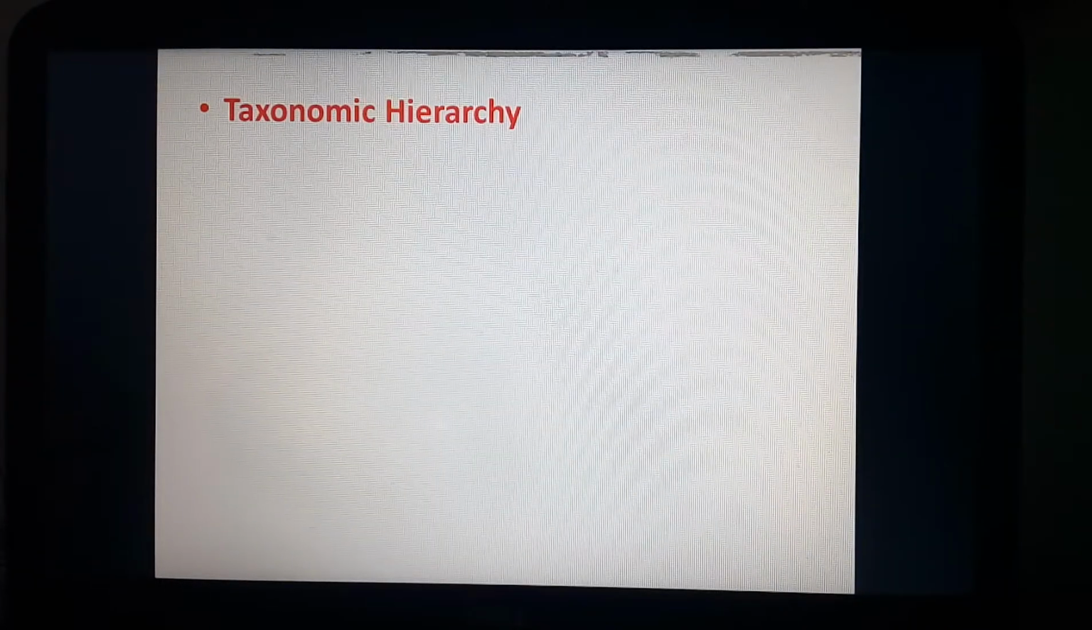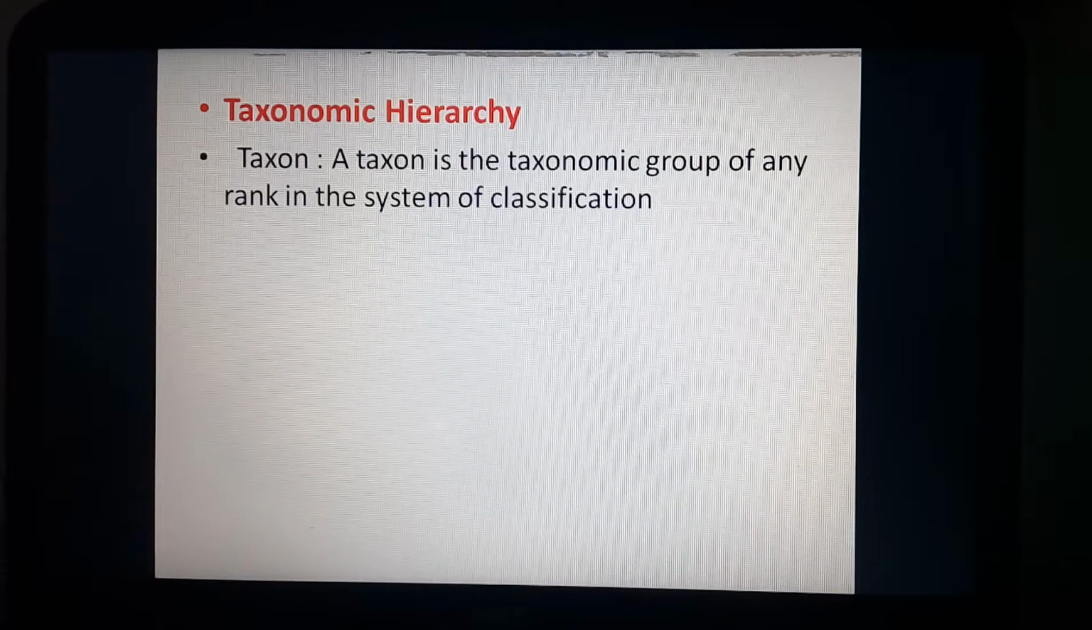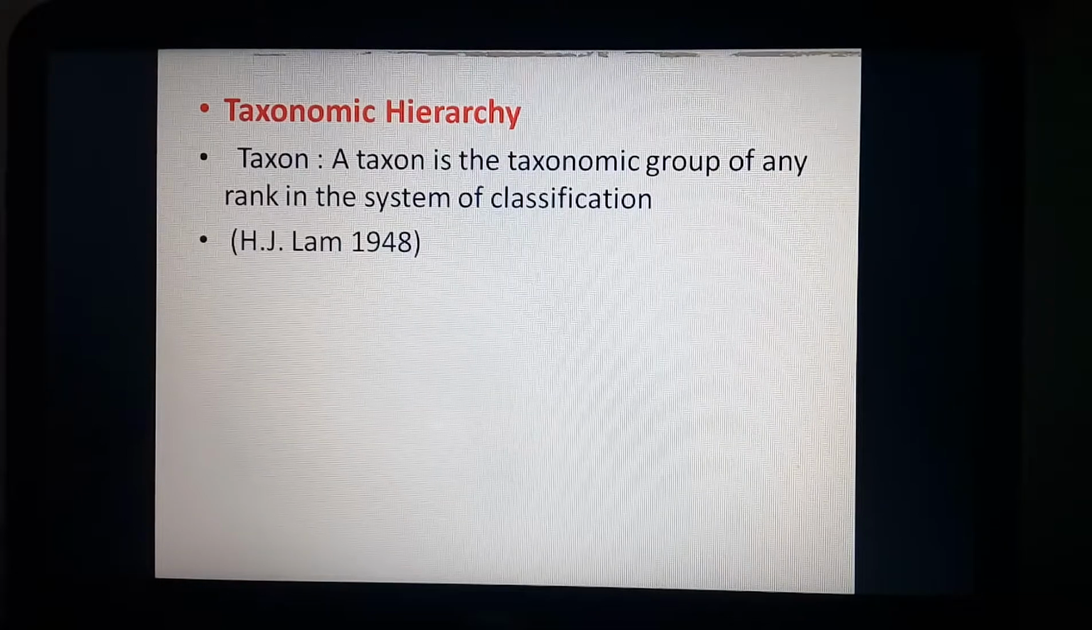Taxonomic hierarchy, as we have just discussed, goes from higher to lower. Taxon: a taxon is a taxonomic group of any rank in the system of classification given by the scientist H.J. Lam.